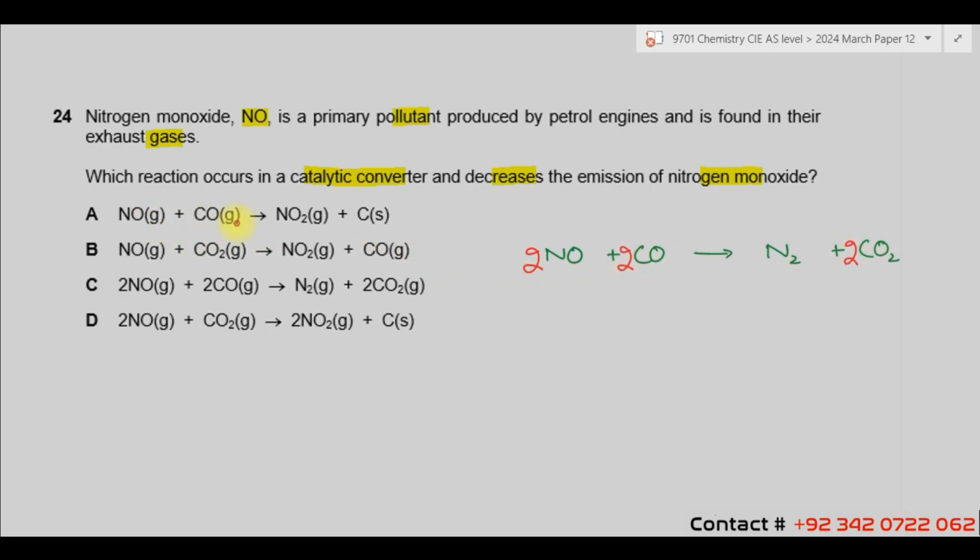Alright, so nitrogen monoxide and carbon monoxide form nitrogen dioxide. This is incorrect, this is also wrong. Carbon dioxide is not one of the reactants. This is a true statement. CO2 is not one of the reactants. So the correct answer is C.